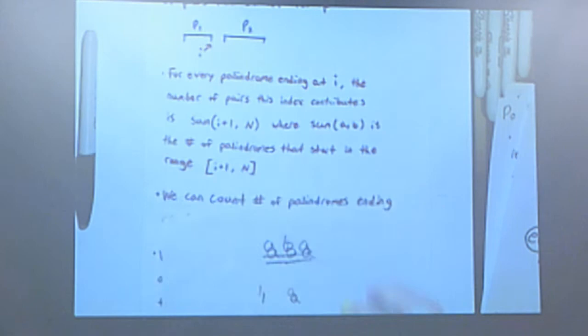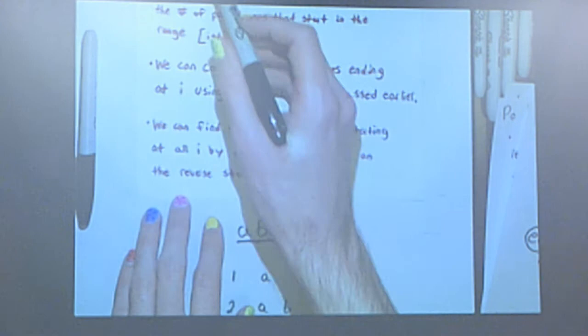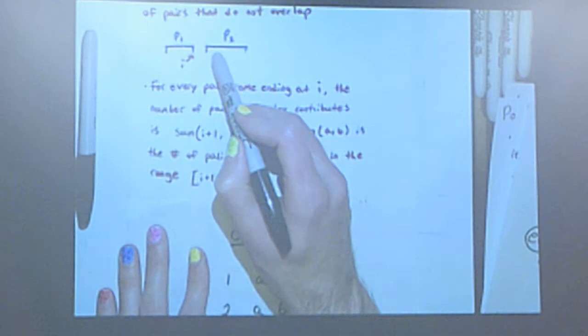As mentioned, there's this numlinks thing. If we build the Eertree on the reverse string, we can find the total number of palindromes that start at every index. Then you can use a BIT, or you can just sweep from right to left, maintaining how many started to the right of you. Your answer is the number that ended at my current index times however many I've seen before me.